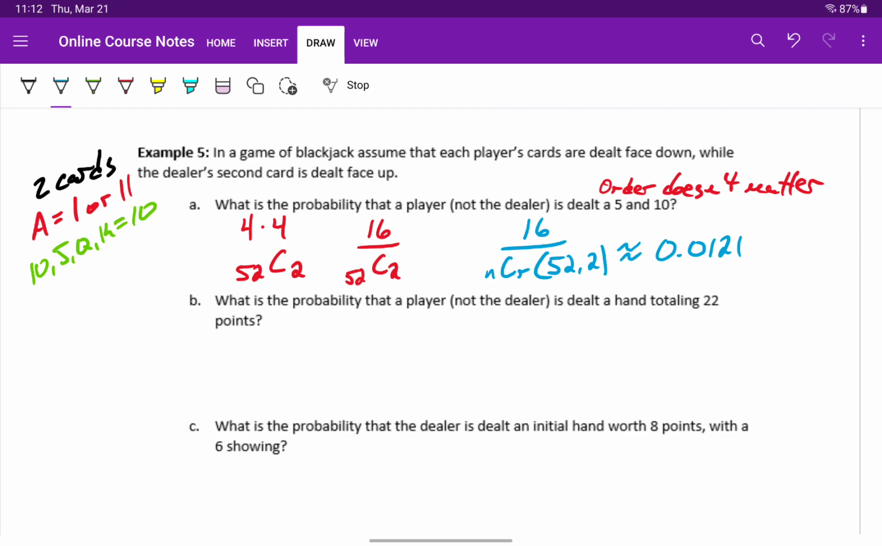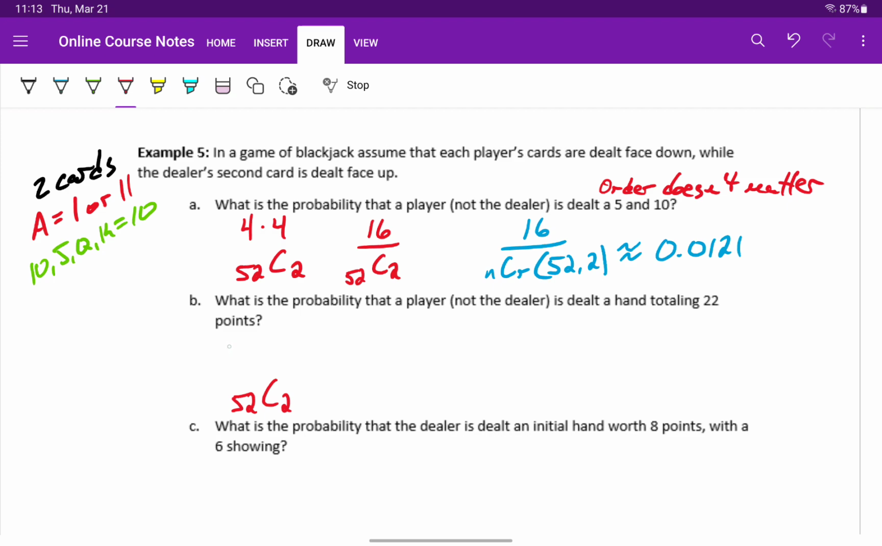In part B, what's the probability that a player, again not the dealer, is dealt a hand totaling 22 points? Since we're talking about one of the players, the cards are dealt face down, order doesn't matter. We're still using combinations. So to get our total sample space, the total number of ways those cards can be dealt, it'll still be 52 choose 2. And we want a hand totaling 22 points in 2 cards. There's only one way for that to happen. The person has to get 2 aces. Since the ace is the card that's worth 11 points, 11 and 11 would be 22.